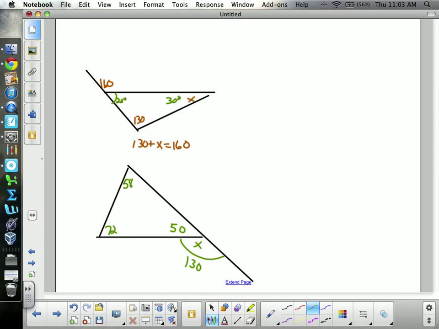These two are a linear pair. Initially, 130 I got from adding these two. But note that the sum of these two equals the measure of that. It's the same thing. That's the exterior angle theorem. Yes, that's the exterior angle theorem.